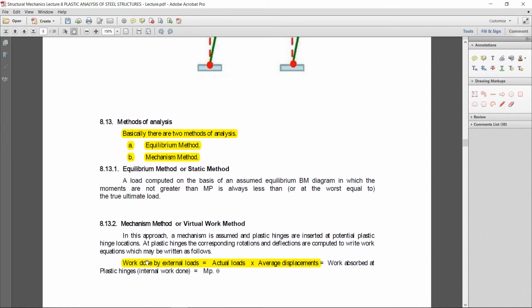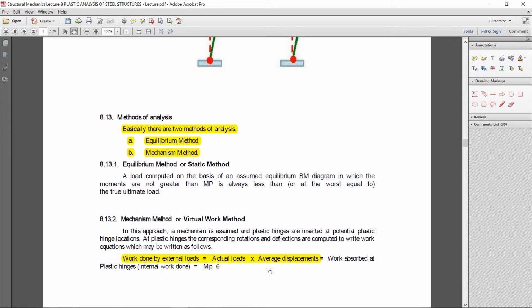The method of virtual work says the external work done is equal to the internal work done. The external work done is by the externally applied loads, and against those loads actual deformation will occur. And the plastic hinges form internally. So the work done absorbed at plastic hinges is Mp times theta, plastic moment times rotation.